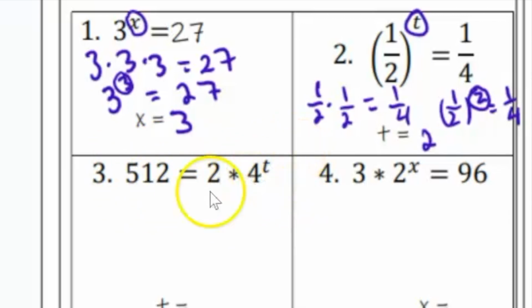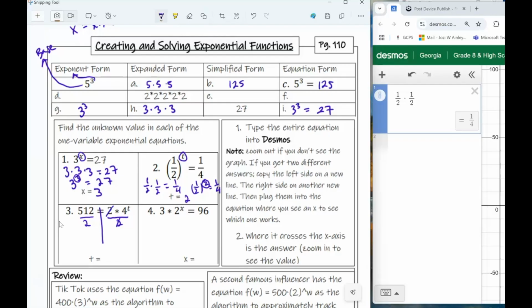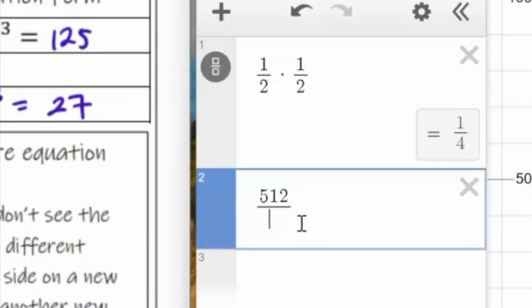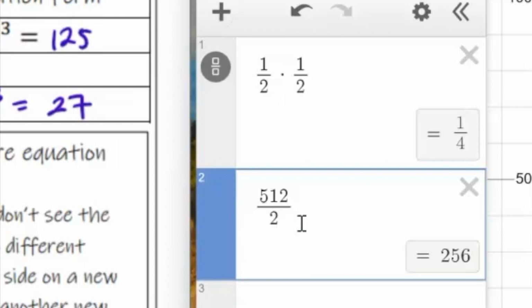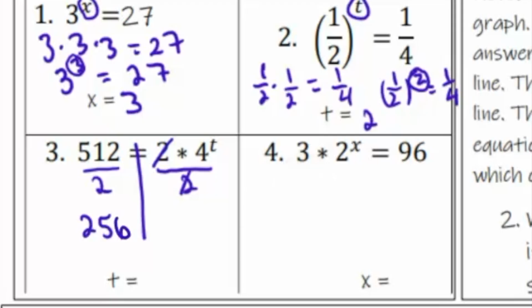Before I start doing the base part, let me simplify this equation. What that means is, first, let me isolate just this. If I'm multiplying something by 2, to undo it, I divide by 2. So if I divide both sides by 2, this 2 is going to go away, right? Then in my calculator, 512 divided by 2 is 256. So you have 256 is equal to 4 to the power of t.